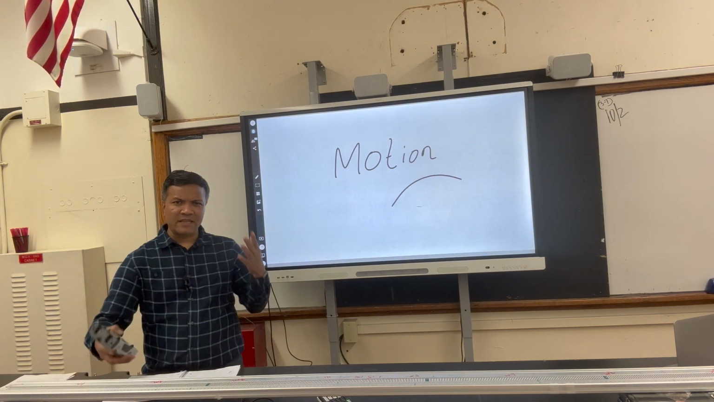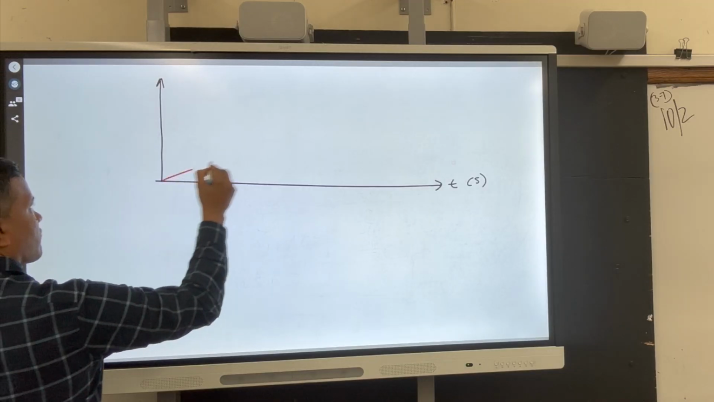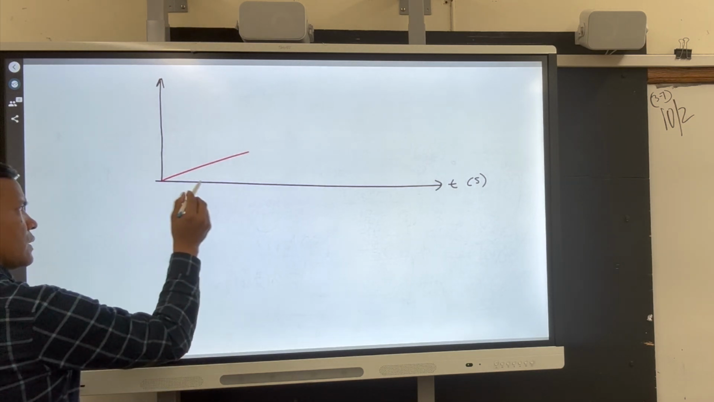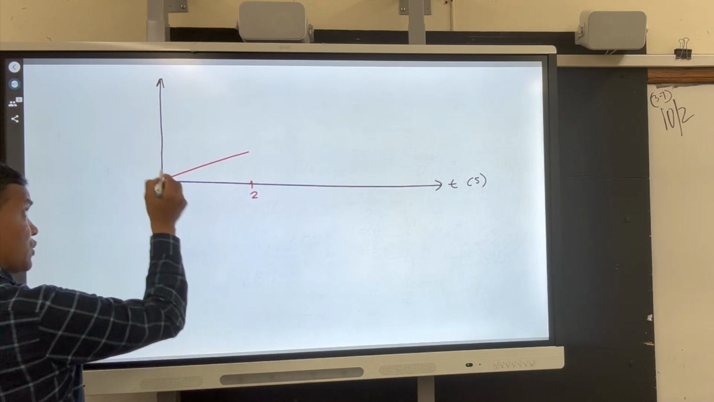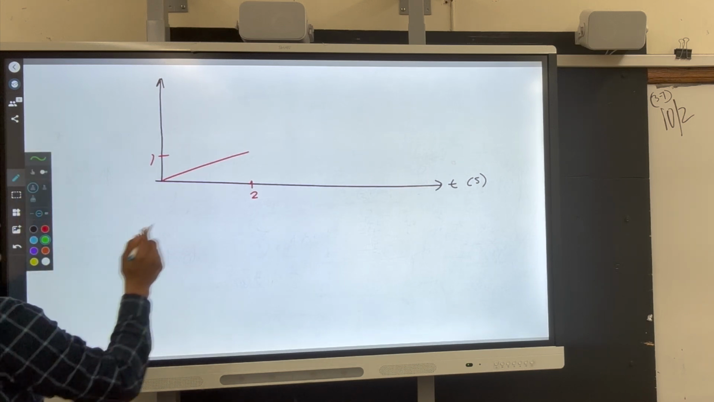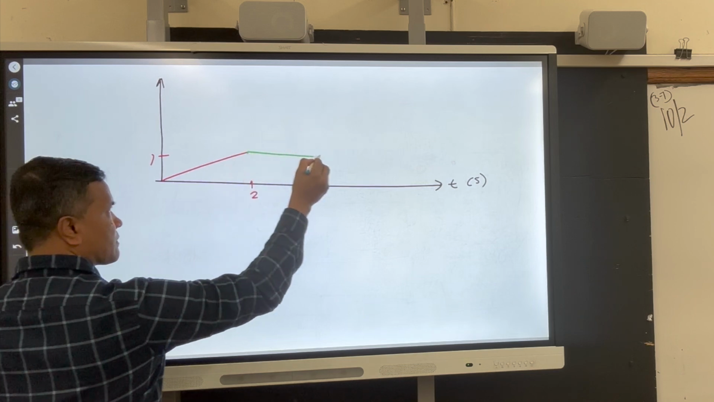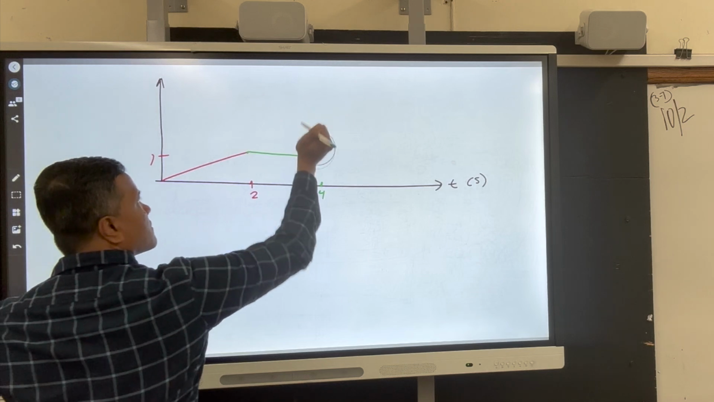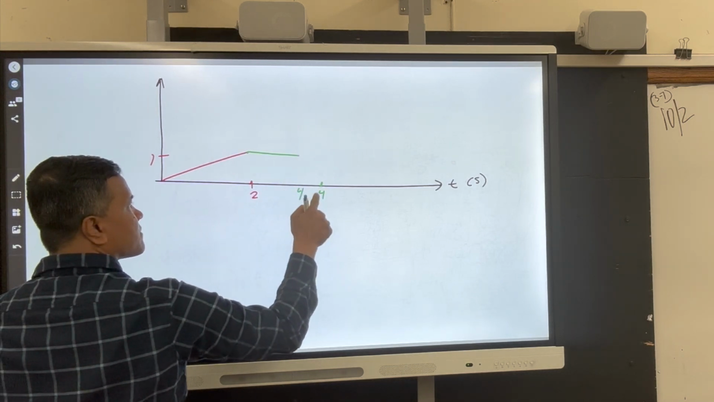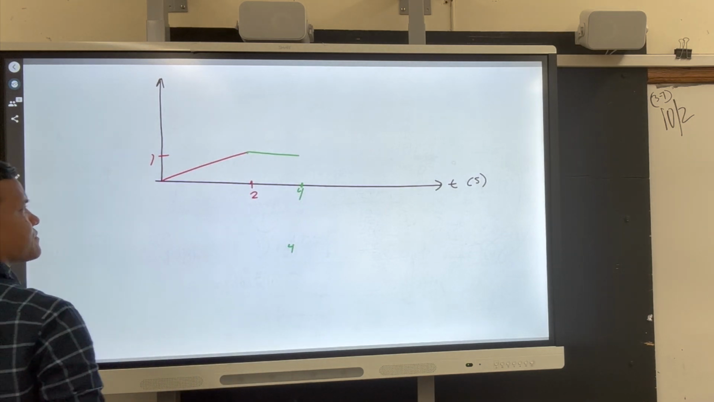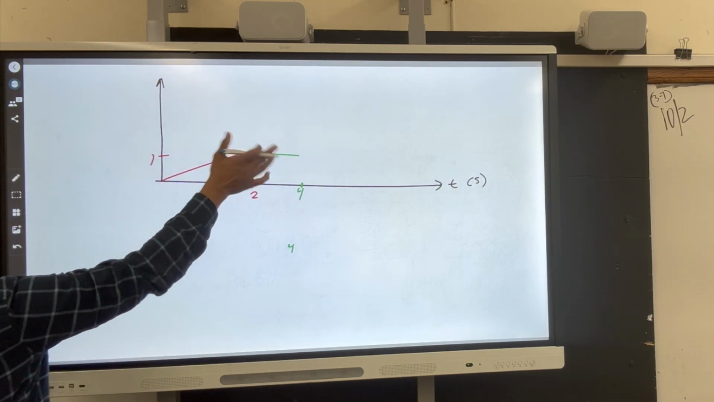Okay, now let's see whether we can graph it. What is going on over here? The car moves 2 seconds with constant velocity, covers only the distance of 1 meter, right? And then the next 2 seconds, the car is at rest because the change of displacement is 0.